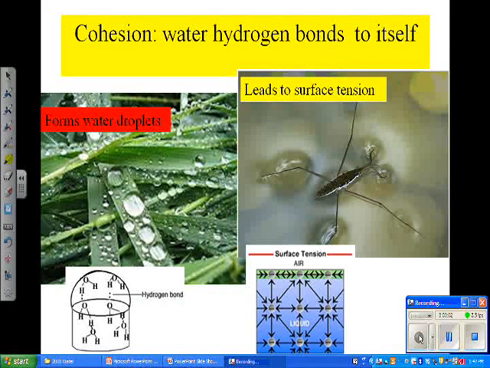Let's talk about emergent property number 1, cohesion. Cohesion occurs when like substances are attracted to themselves. For example, when water hydrogen bonds to itself. Cohesion is responsible for surface tension. We see our water strider here walking on the surface of the water.